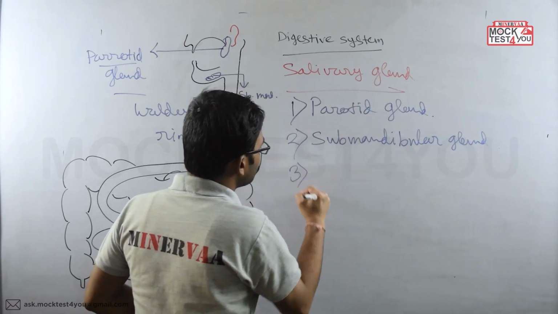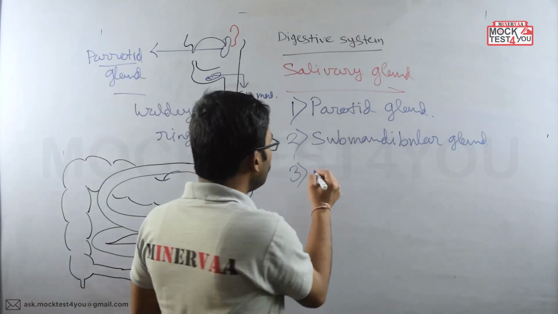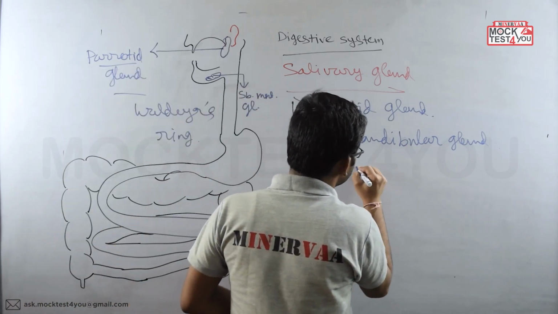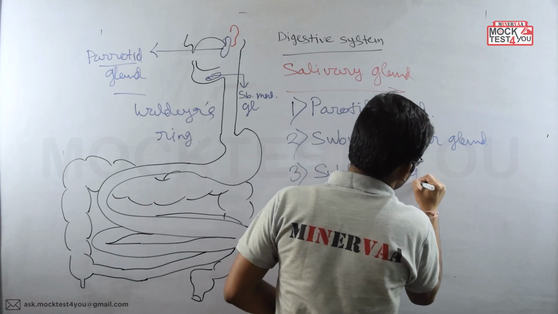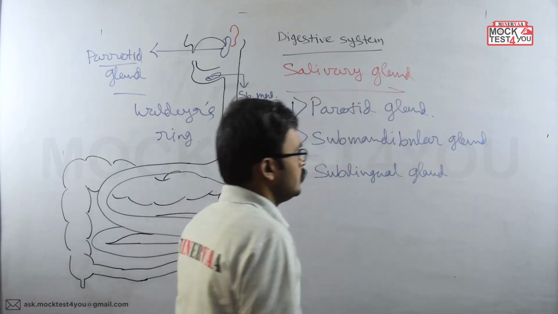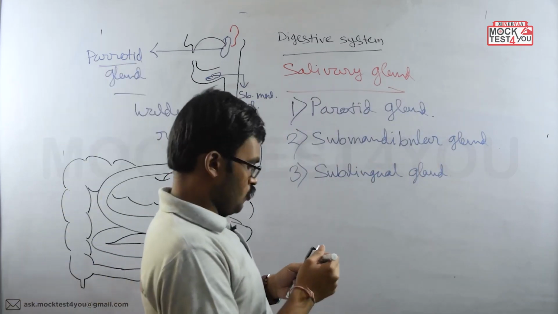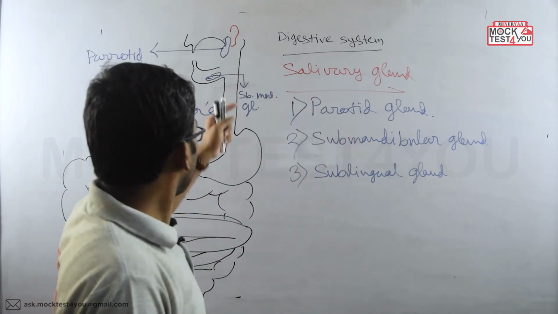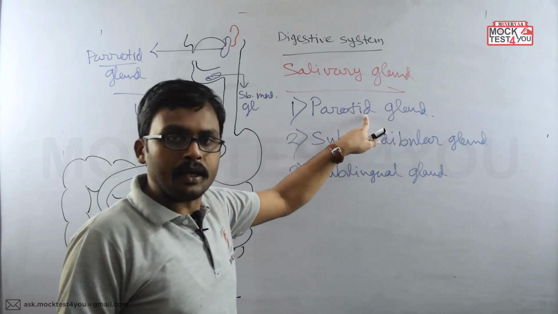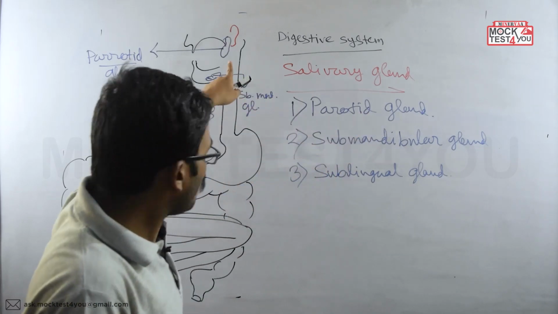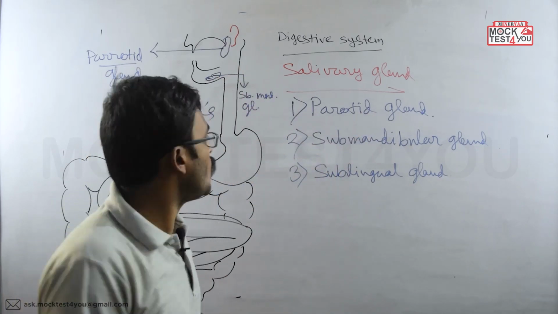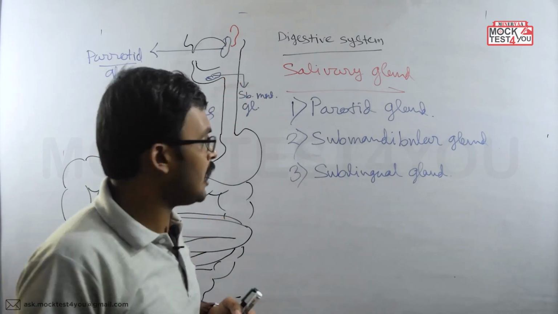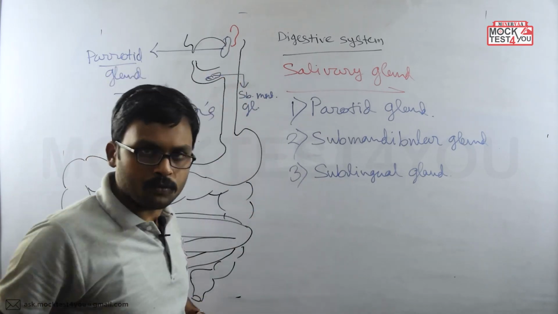And the third one is called as what? The third one is called the sublingual gland. Done? Now, the parotid gland is secreting the saliva through a duct, definitely through a duct. It is secreting its saliva into the oral cavity.